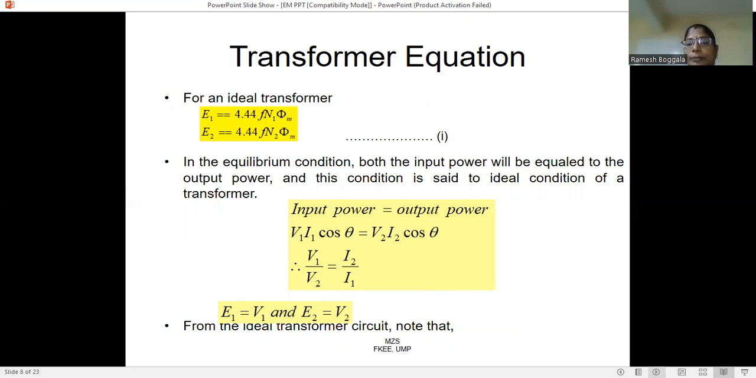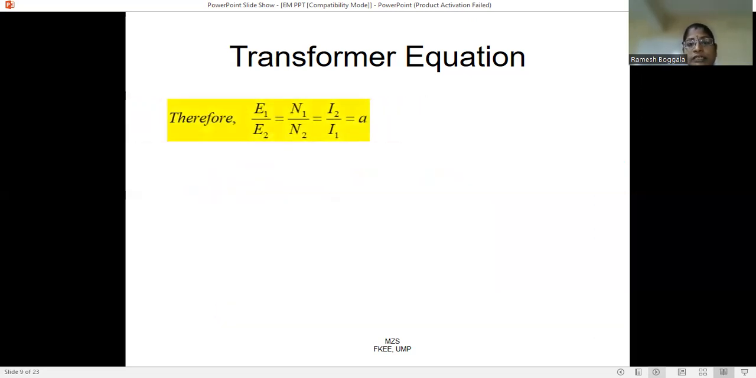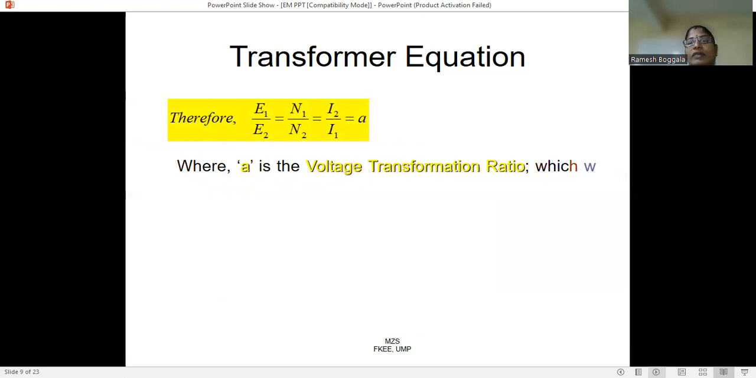Under the equilibrium condition, the input power will be equal to the output power. So what is the transformer ratio? Input power is equal to V1 I1 cos theta. Output power is equal to V2 I2 cos theta. So here the transformer ratio is V1 by V2 equal to I2 by I1. V1 means the induced EMF E1, and V2 is the induced EMF E2. So this is the transformer equation.